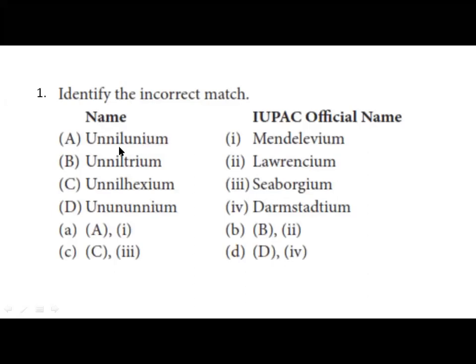Identify the correct match. Un, nil, un, ium. Un, nil, un, ium. It is for which of the elements? So we know this is the IUPAC suggested nomenclature. For 0, we represent it as nil. For 1, it is un.